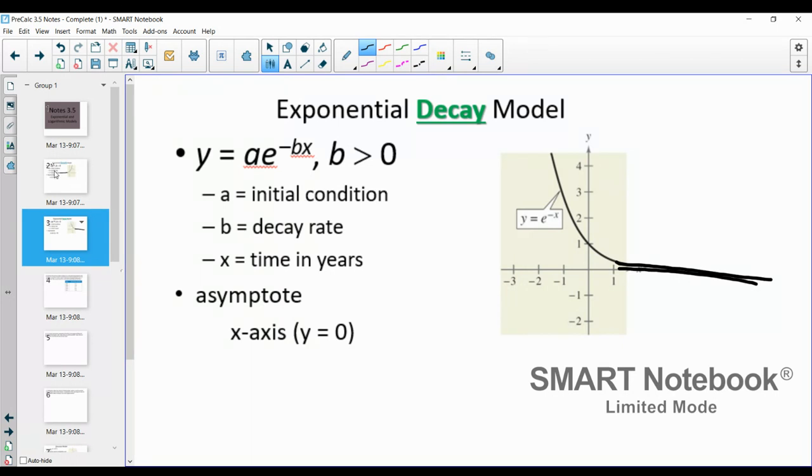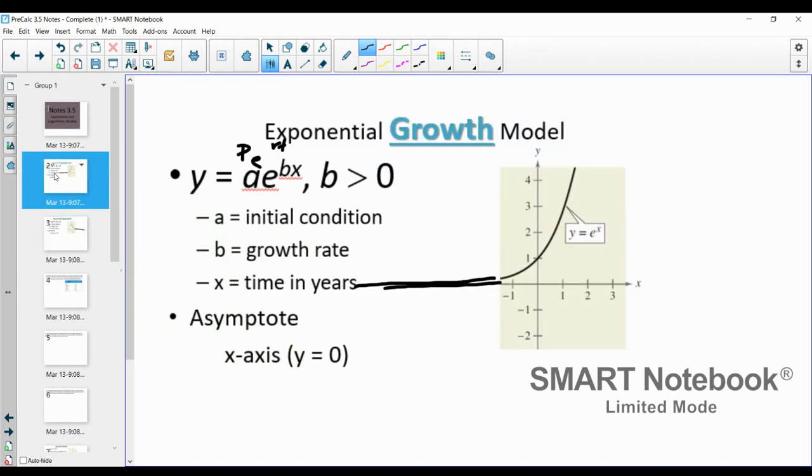Now, the one thing that I like to compare it to is because earlier in chapter 3, we saw PERT, the continuous interest kind of problems. And that's exactly what the exponential growth model is. We have our initial condition A, we have our natural E, we have B, our growth rate, that would be like your interest rate, and then you have X, your time.